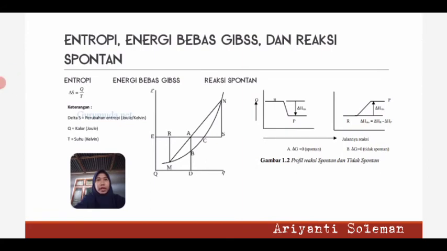I explained about entropy, free energy, and the spontaneous reaction. First, entropy. Entropy is a thermodynamic quantity that measures the energy in the system per unit temperature that cannot be used to do work. The entropy of a system needs to be measured to determine the energy that cannot be used to carry out work in a thermodynamic process.